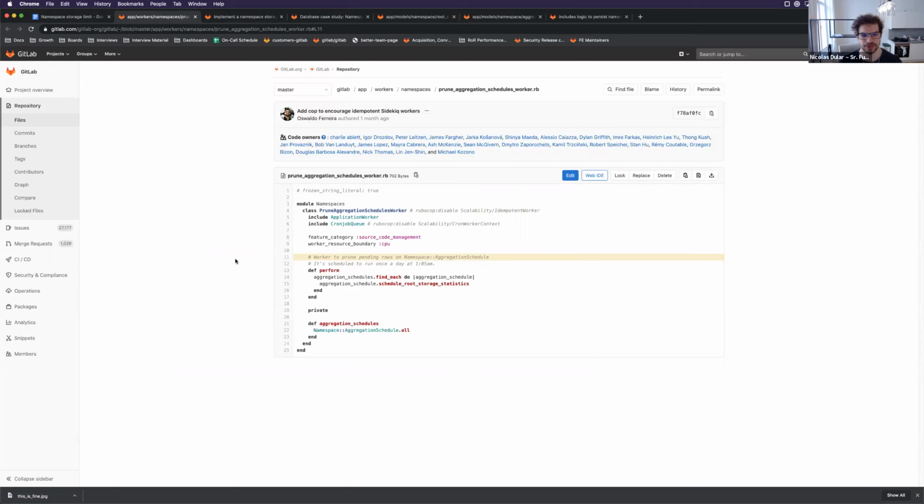So this worker is pruning the pending rows for the aggregation schedule every day at 1 a.m. I see it as, if we have not done everything until this point, we clear all of them and we calculate all statistics. Yeah, it was something like that.